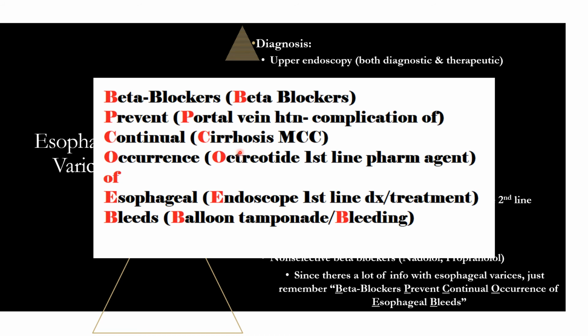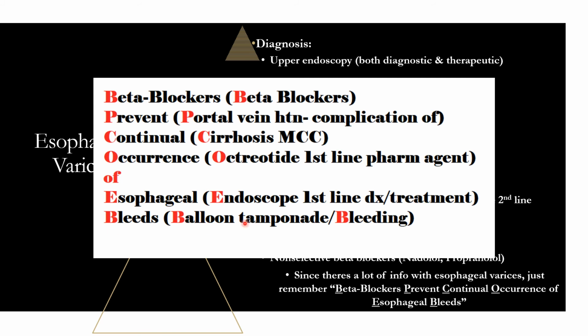Continual stands for cirrhosis, which is going to be your most common cause. That's the one you really need to know. Occurrence stands for octreotide. Remember, that's your first line pharmacological agent. Of is just a placeholder here. Esophageal stands for endoscope, which is going to be both your first line diagnosis and treatment. Remember the esophageal band ligation.